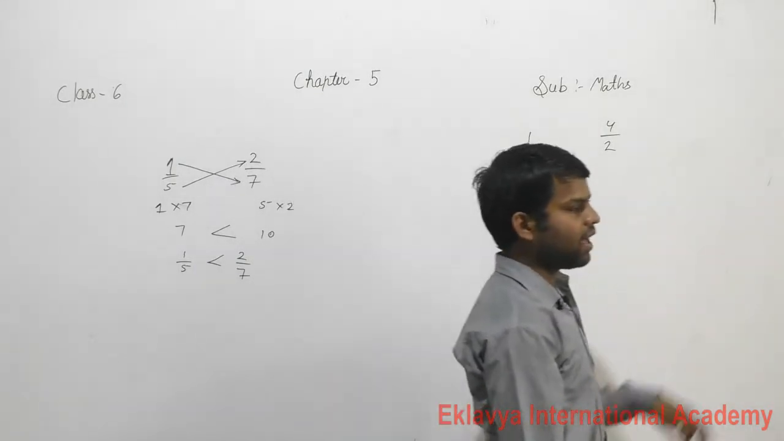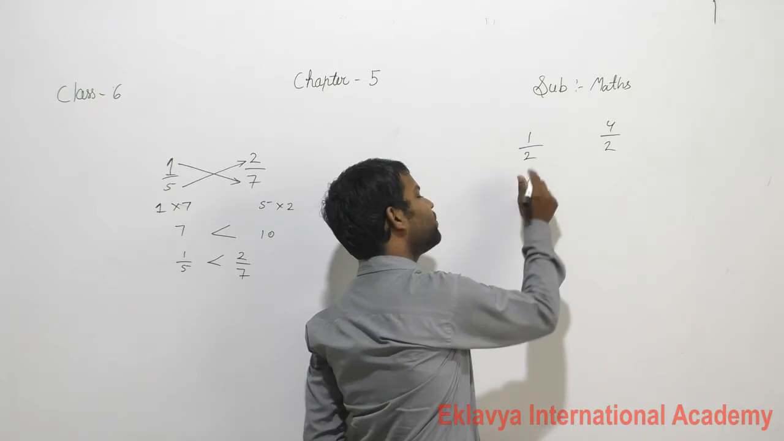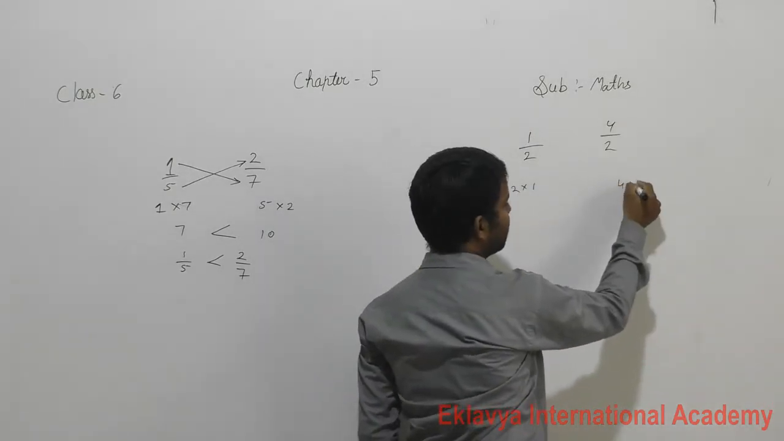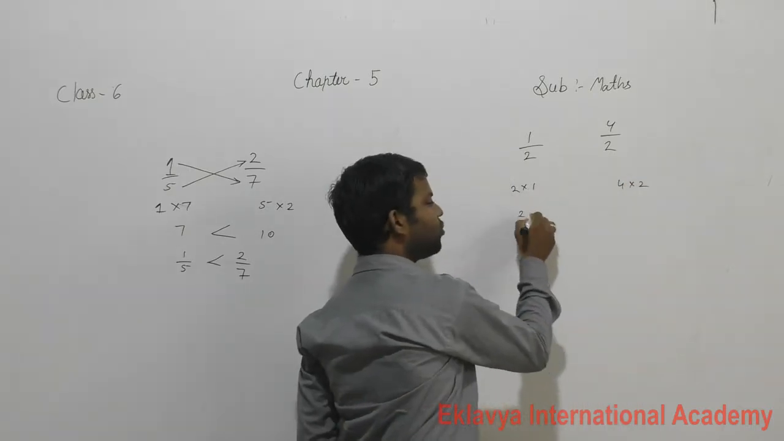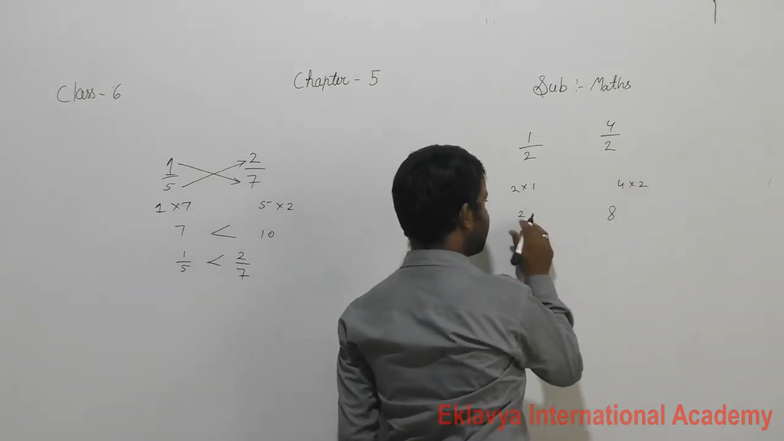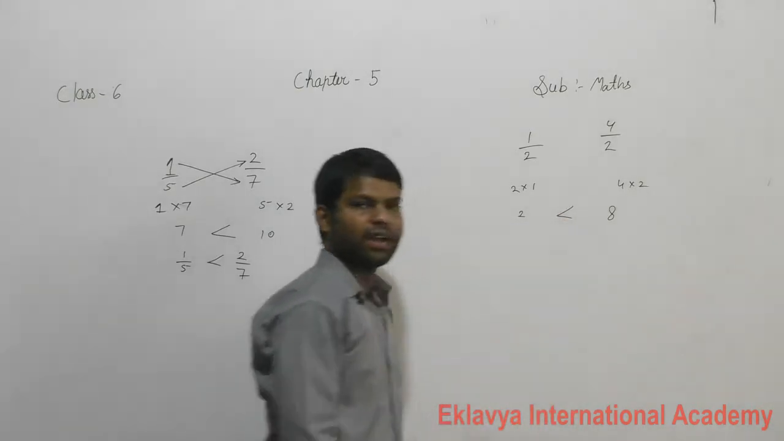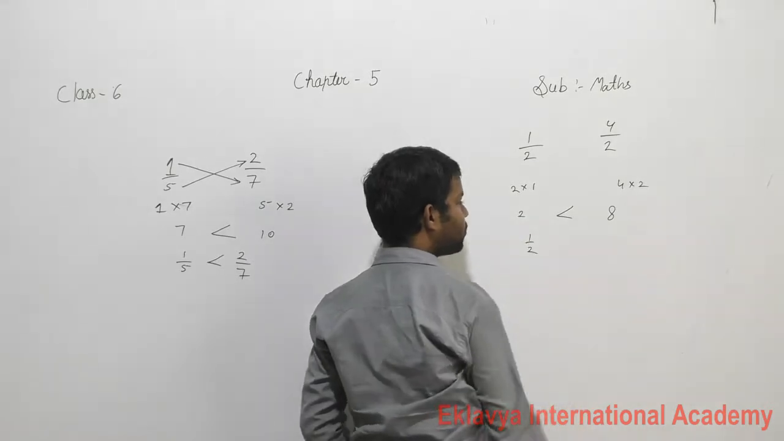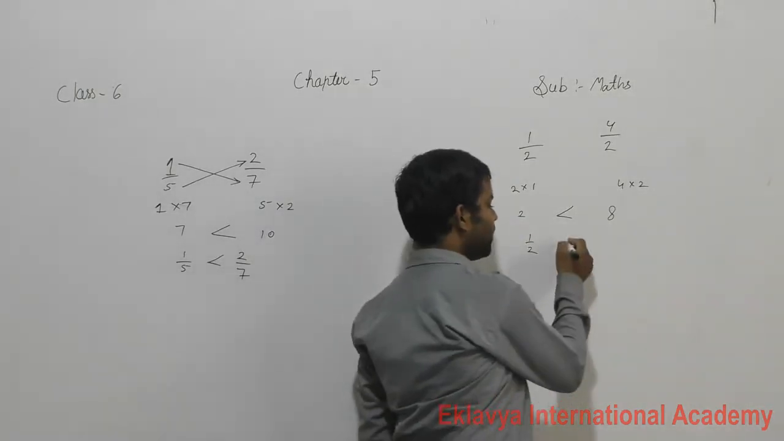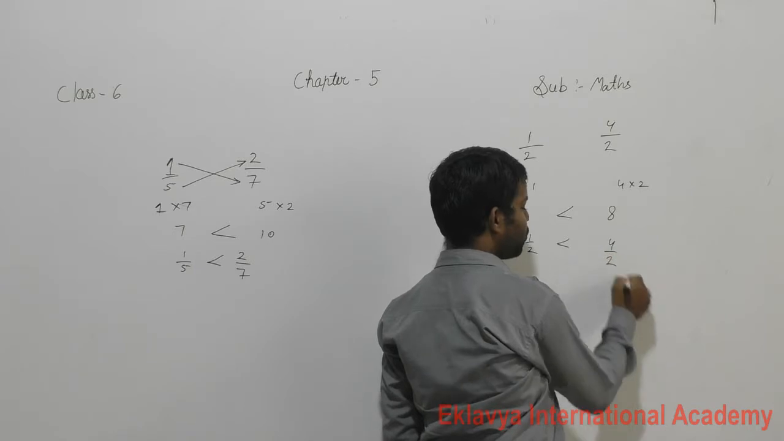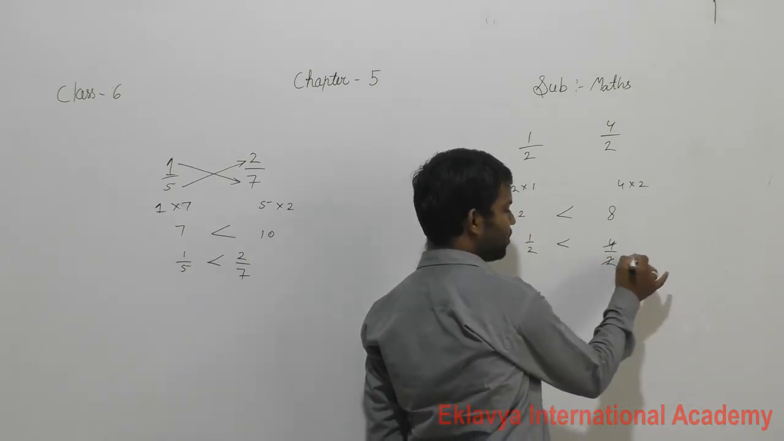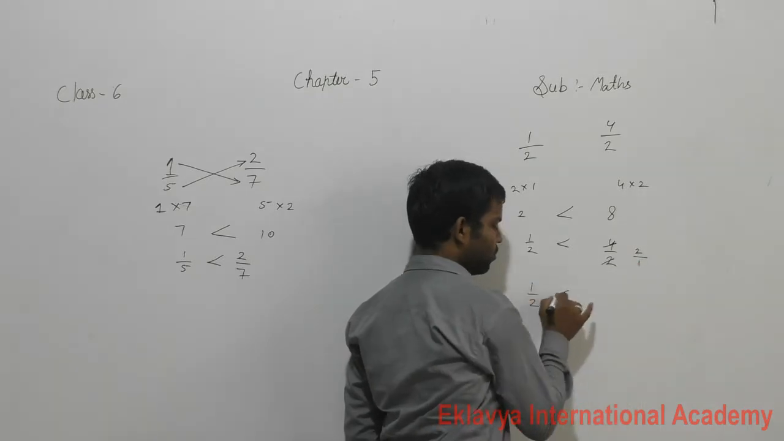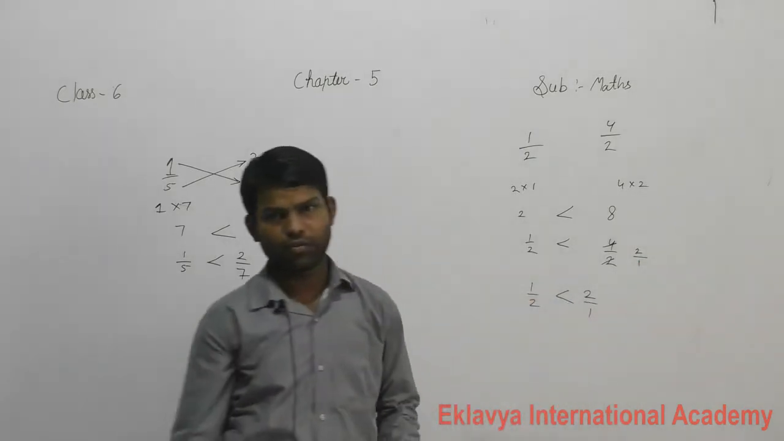If we compare like fractions, then again we do cross multiplication: 2 multiplied by 1 and 4 multiplied by 2. Then 2 times 1 is 2, and 4 times 2 is 8. So 2 is less than 8. So the fraction 1 upon 2 is less than 4 upon 2. We can also cancel out here and get 2 upon 1. So 1 upon 2 is always less than 2 upon 1.